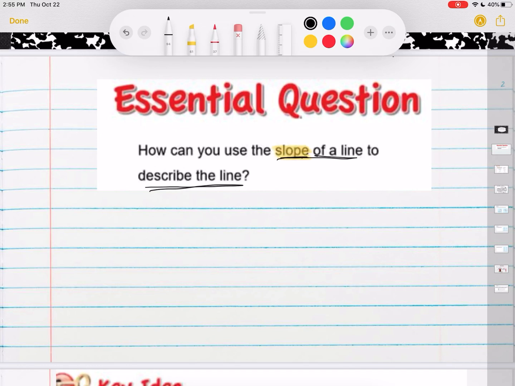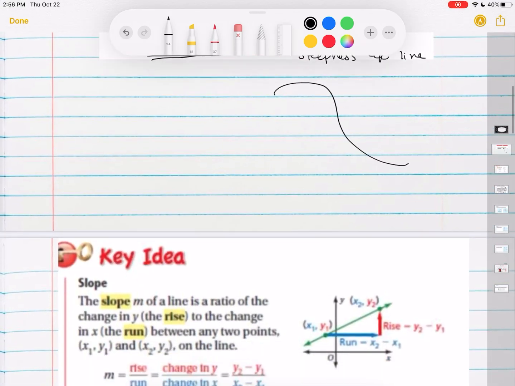Well, whenever I think of the word slope, I think of ski slopes, right? Going down the ski slopes. And I use that to connect it to my informal definition of slope of a line. Ski slopes are very steep, and slope is related to the steepness of a line. Let's talk about this a little bit more in depth.